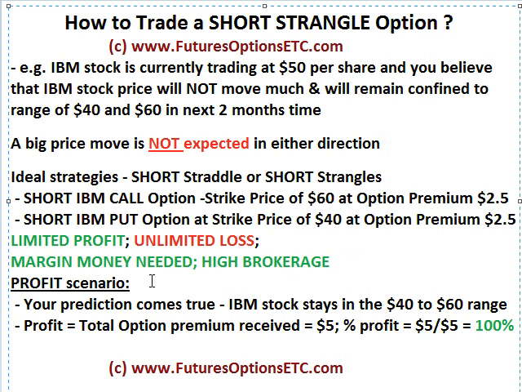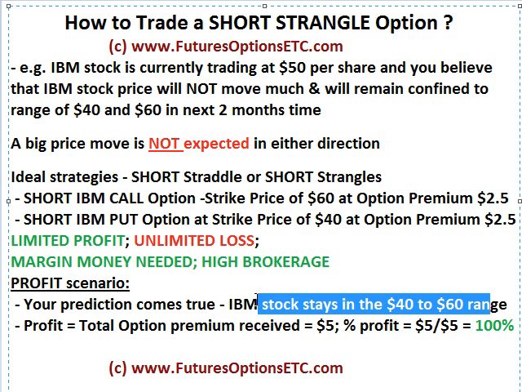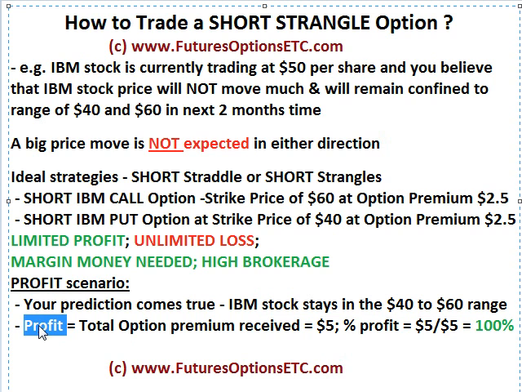In case your prediction comes true and you have made a profit, basically the stock price of IBM does not move much and stays in the expected range of $40 to $60, then what is your profit? Both these options that are shorted by you expire worthless for the option buyer. He can't exercise them, so you basically get to keep all this option premium with you. So this is your profit. You receive $5 as the total option premium, and 100% is your profit.